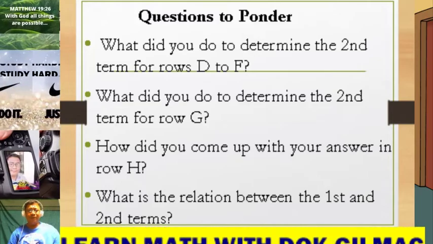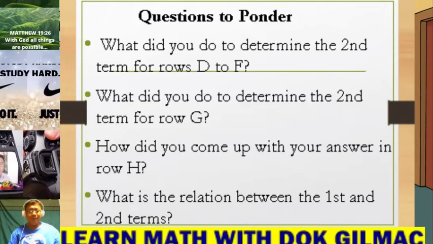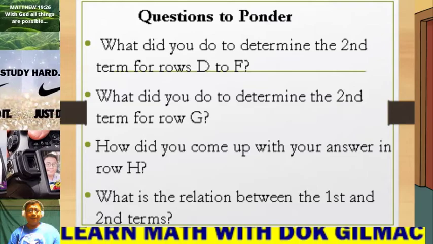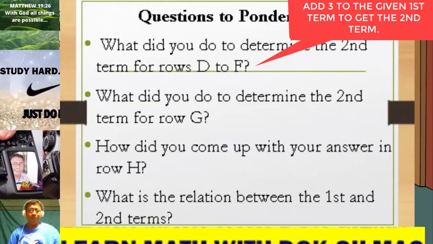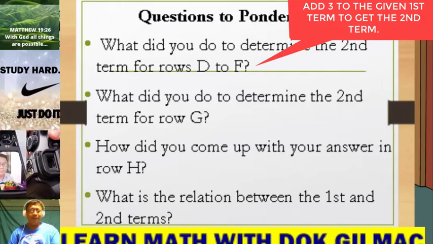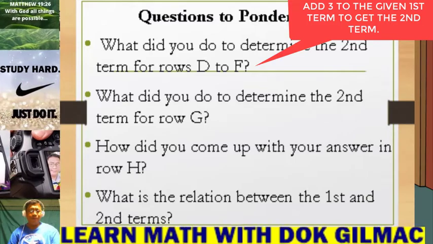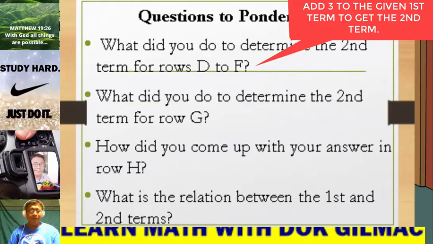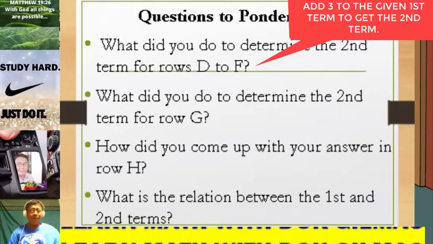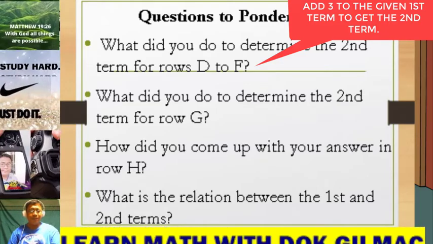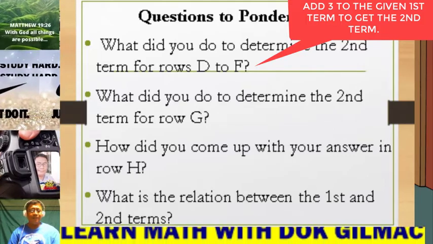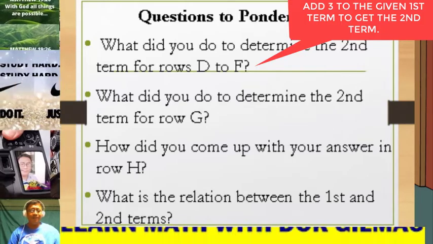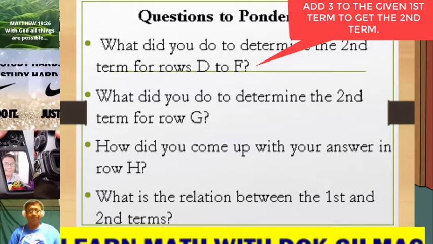Good job, dear learners. Simply add 3 to the given first term. 1 plus 3, we have 4. 2 plus 3, then we have 5. 3 plus 3, then we have 6. 4 plus 3 is 7. 5 plus 3 is 8. 6 plus 3 is 9.